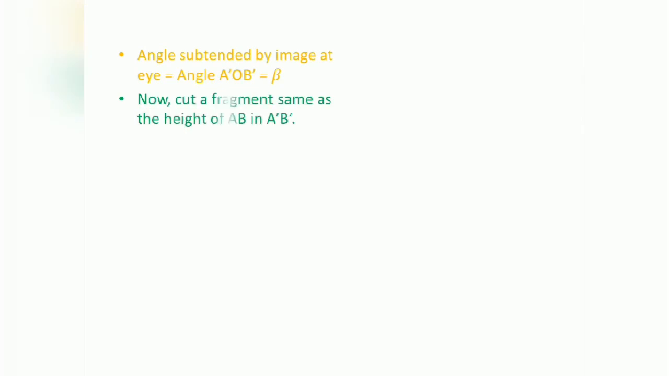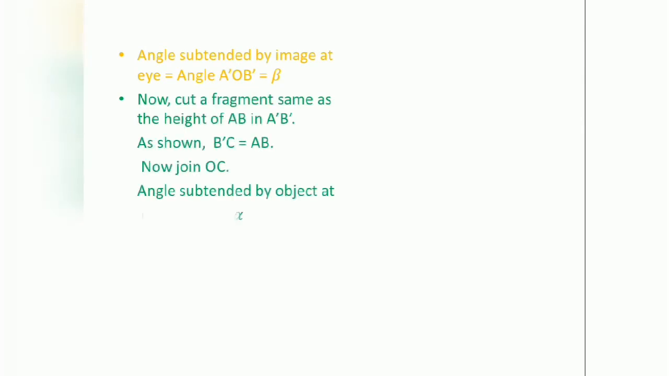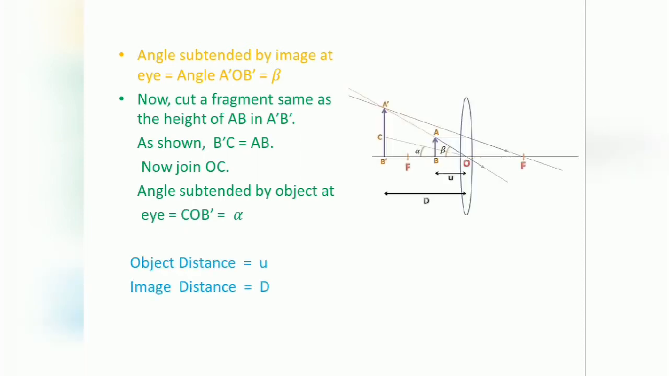Angle subtended by the image at the eye equals angle A'OB' equals beta. Now, cut a fragment the same as the height of AB in A'B'. As shown, B'C equals AB. Now join OC. Angle subtended by the object at the eye equals angle COB' equals alpha. Object distance equals U, image distance equals D.